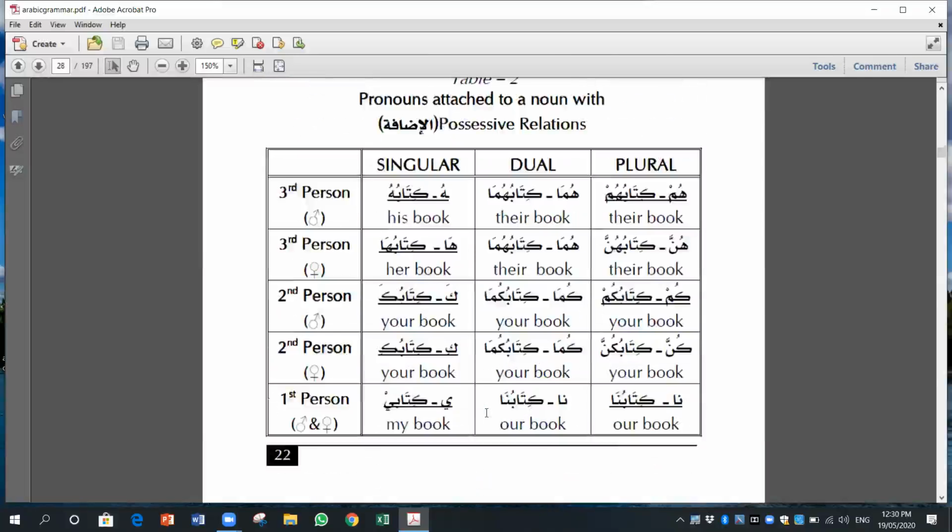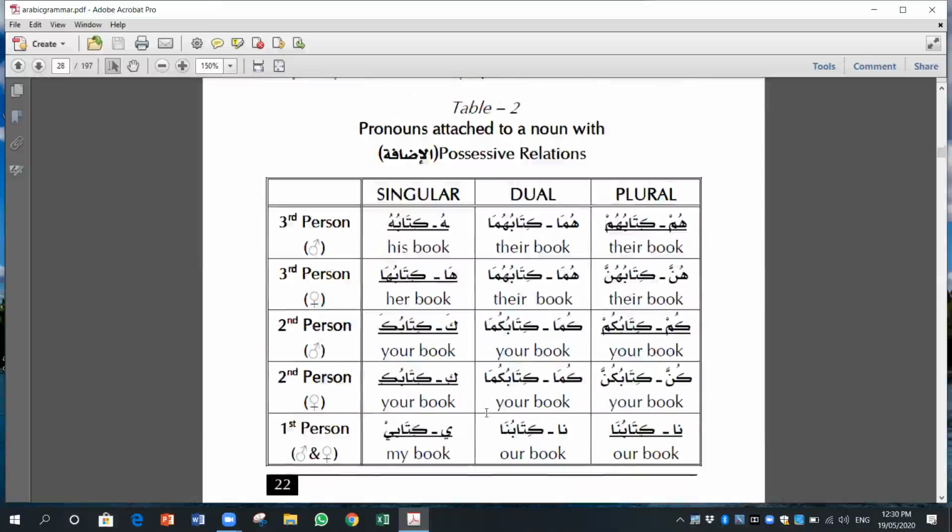This table, table 2, is the detached, I'm sorry, attached pronouns. Pronouns attached to a noun with idafa, possessive relation. That I'll tell you a little later. Possession. You understand now? What does possession mean?